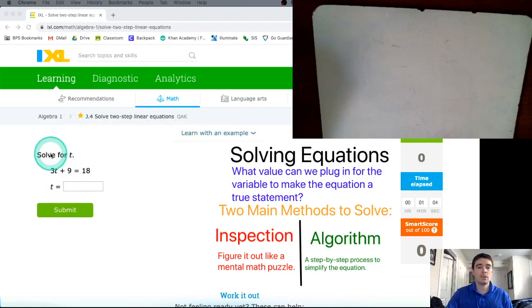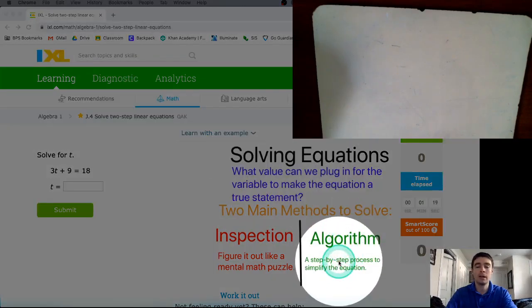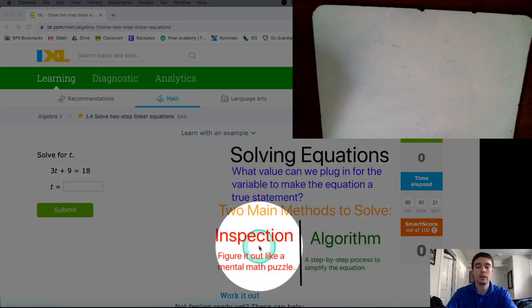So our equation, which I'll just go ahead and read, is building on the previous assignment, which had you solve one-step equations. As the assignment title suggests, solving two-step equations means they're a little more complicated. It's going to take a couple of steps if you are using the algorithm method, and if you're figuring it out like a puzzle, the inspection method that we've talked about, it will just be a little more complicated to think about because there are two steps of mental math to do.